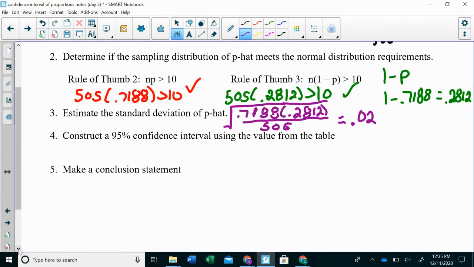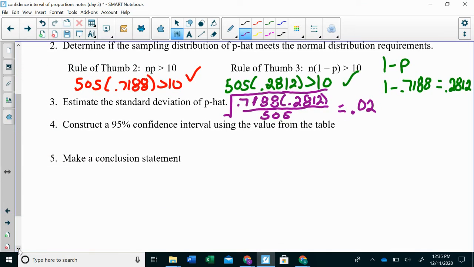We're asked to construct a 95% confidence interval. So that 95% confidence interval is going to start with 0.7188. That is the proportion that we found from our sample, from our survey. And we're going to add and subtract. 95% confidence uses the factor 1.96 times that 0.02 standard deviation. And again, that's going to create this interval that we can say we're 95% confident with.